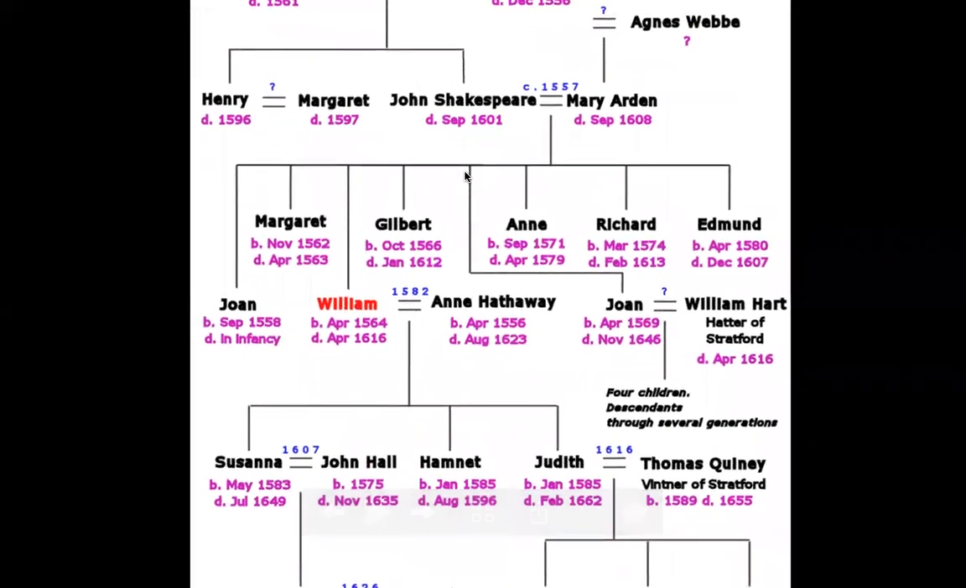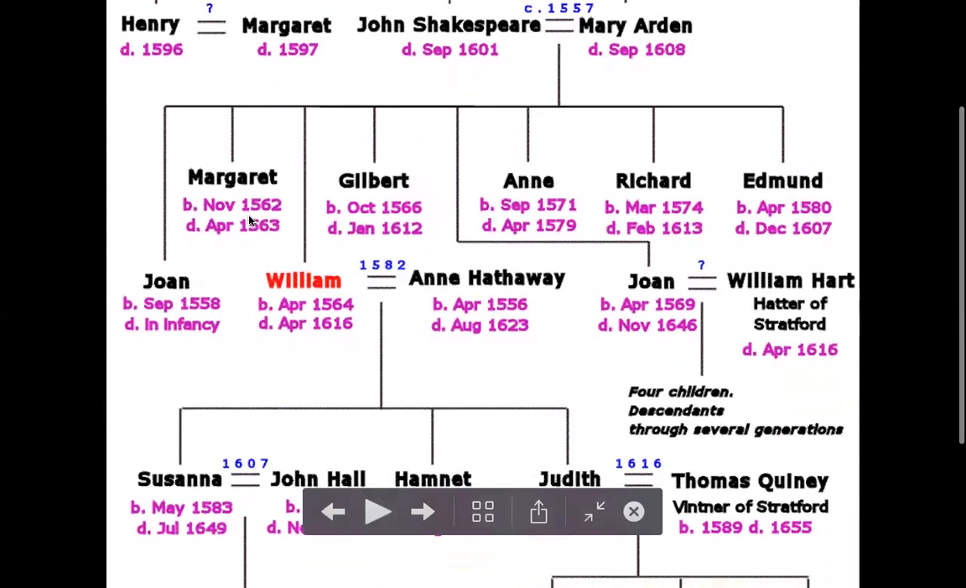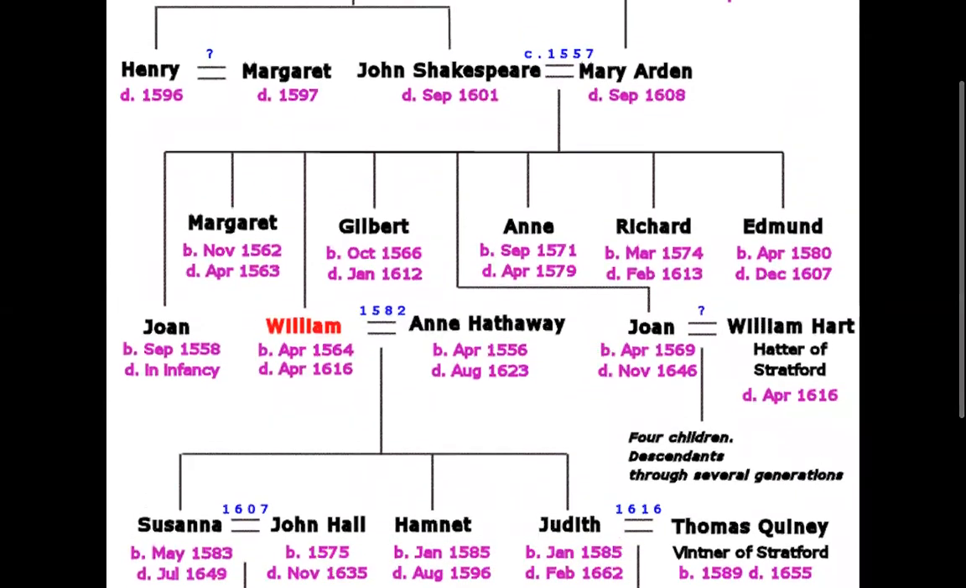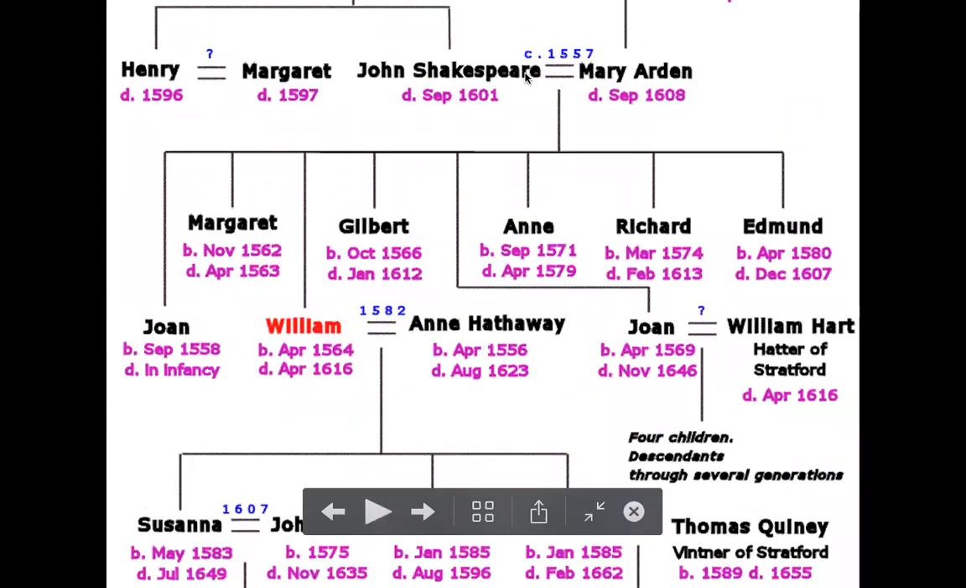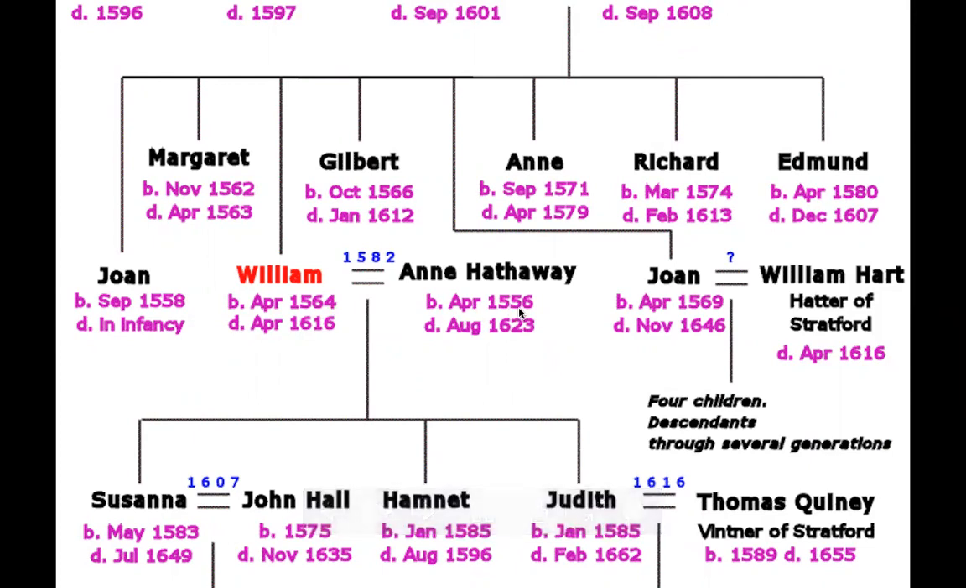This is his genealogical background briefly. He was the son of John Shakespeare and Mary Arden. They had several children, and he's the third in line. And William himself ends up marrying in 1582 an older woman, Anne Hathaway. He's born in 1564, but she's born earlier, in 1556, and that was actually not the norm.